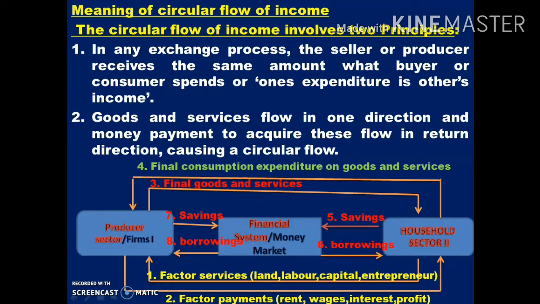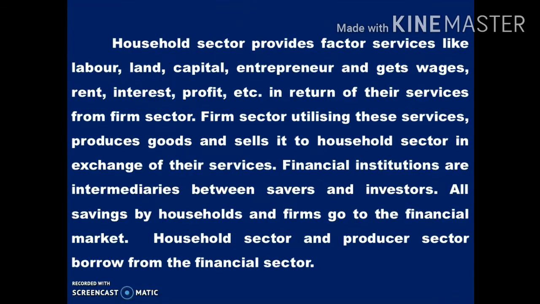Okay, so next you can see just the factor payments. Factor payments which are received from the producer by the households in the form of rent, wages, interest, profits. You can see the same arrow going up, and giving in return final consumption expenditure on goods and services to the producer sector. You had seen this. So hope you understood this. So just see the explanation to this structure.